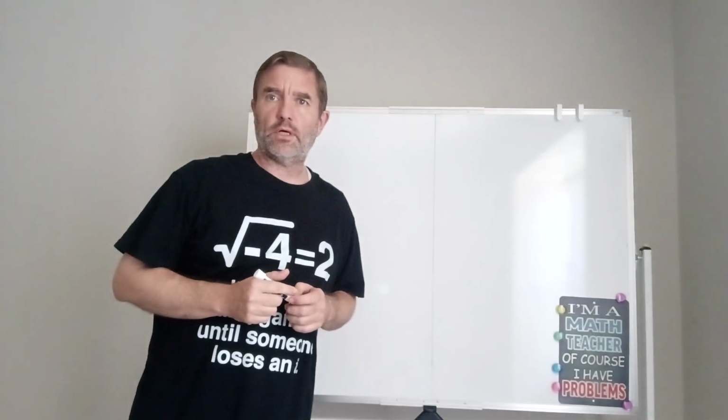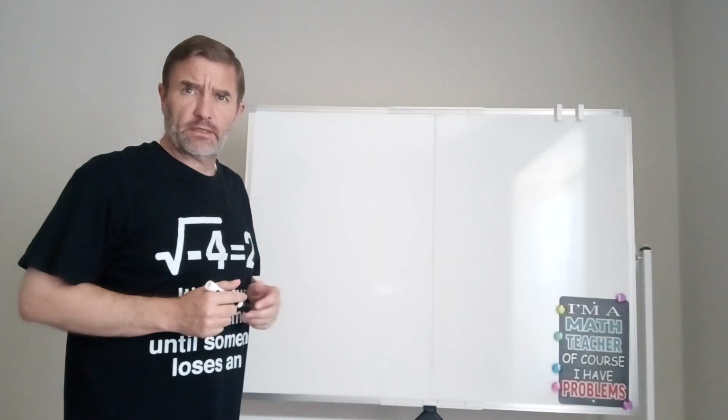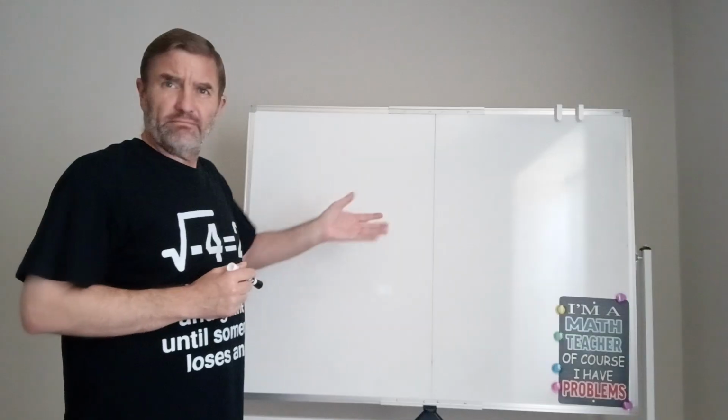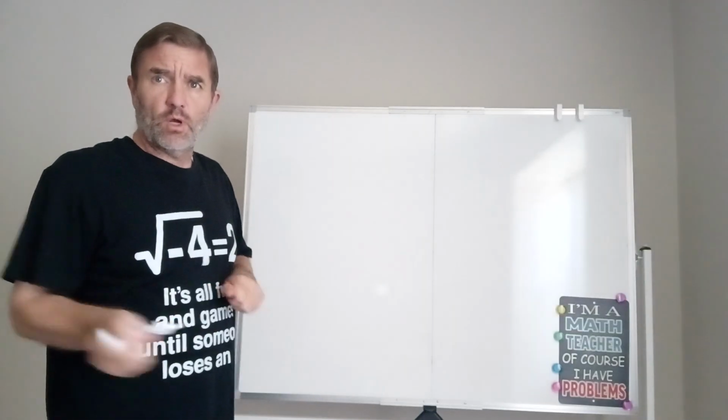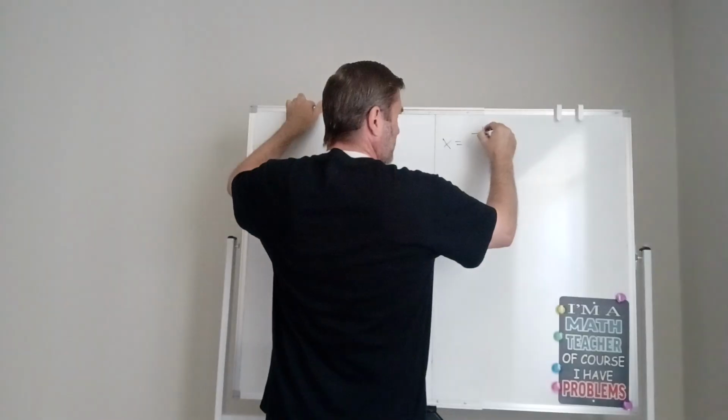Today I want to go over a way to find the vertex of a quadratic equation or quadratic function that is called x equals minus b over 2a. So please recall, in the quadratic formula, you end up with this.